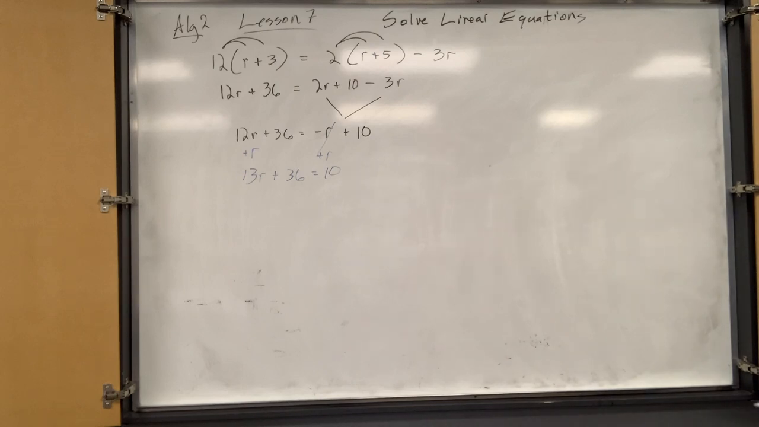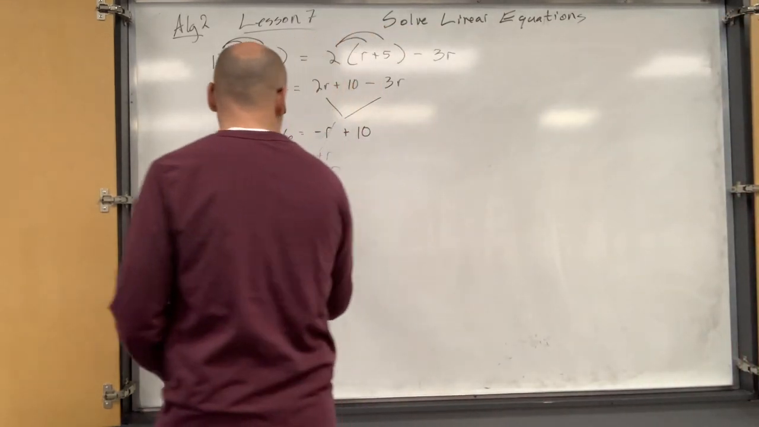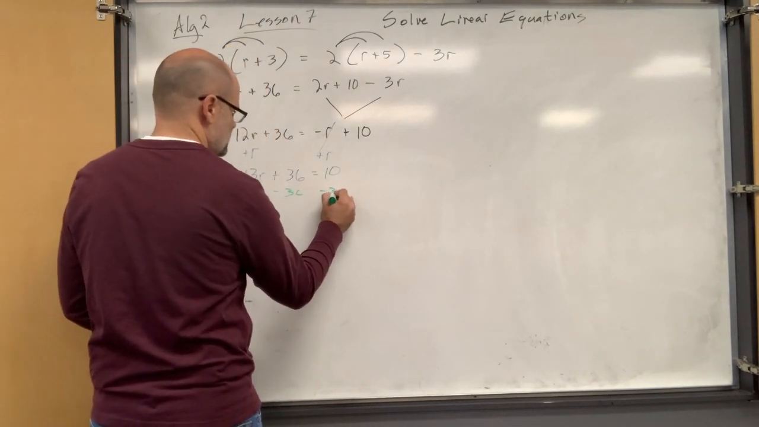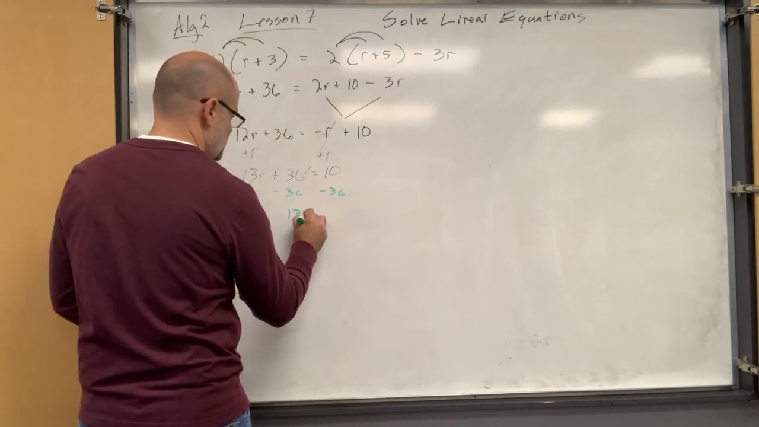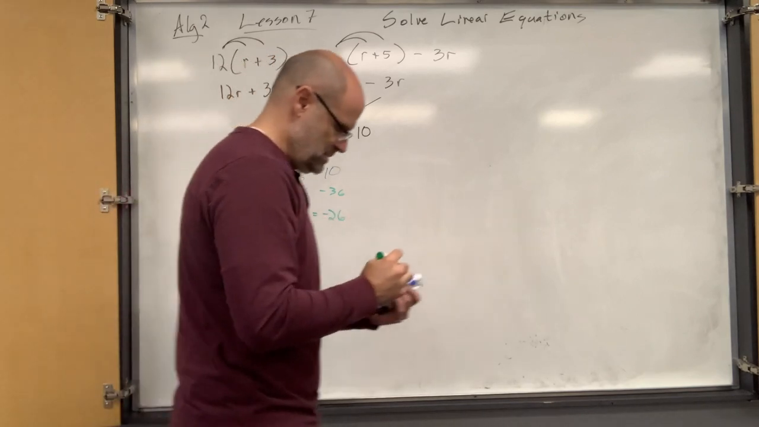So how do you get rid of 36? Subtract 36. 13r equals a negative 26.